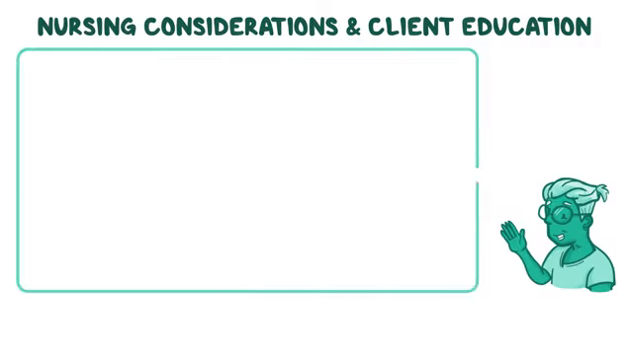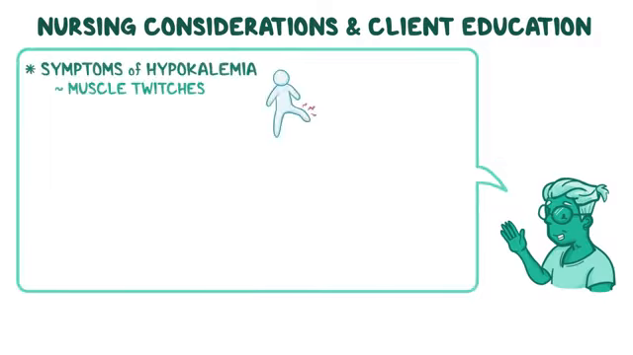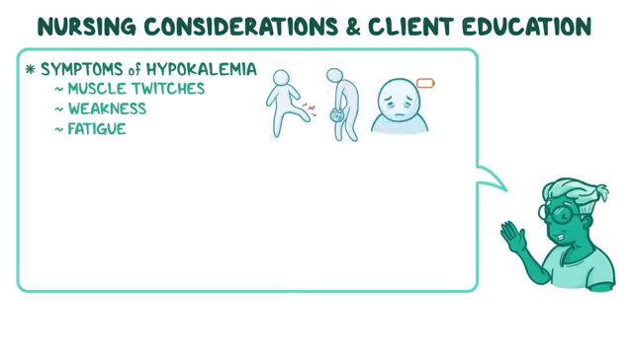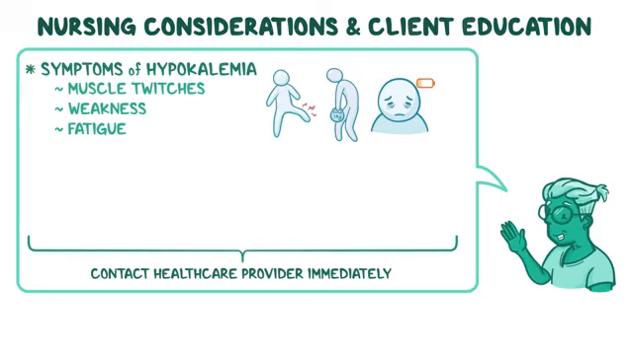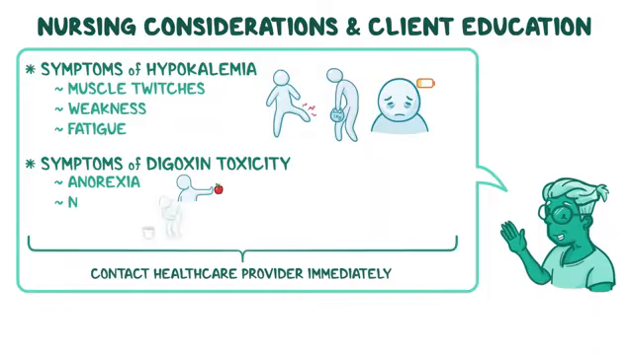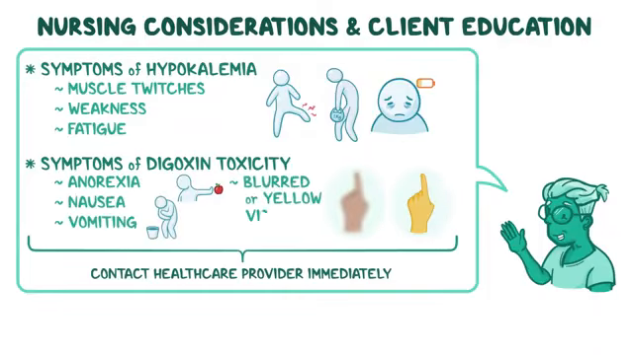Then, teach your client how to recognize symptoms of hypokalemia, such as muscle twitches, weakness, or fatigue, and stress the importance of contacting their healthcare provider immediately if these occur. Finally, teach them to recognize symptoms of digoxin toxicity, such as anorexia, nausea, vomiting, and visual disturbances like blurred or yellow vision. If they experience any of these symptoms, advise them to contact their healthcare provider immediately.